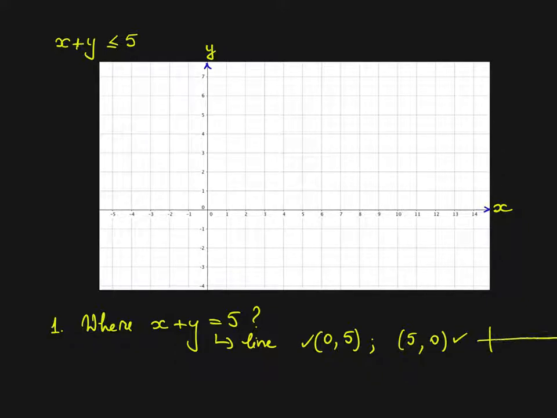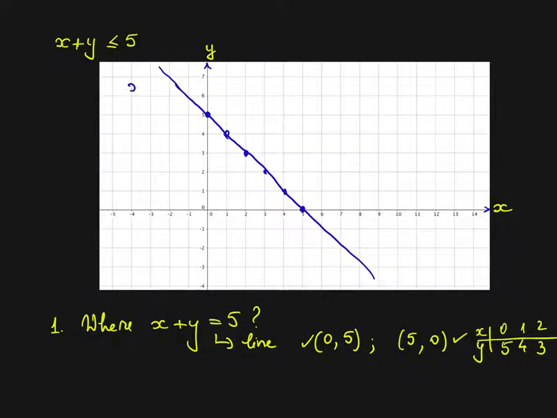So you can generate as many solutions as you want using a table of values. We've done this when we graph lines. If I plot those points, 0, 5 and 5, 0, it's enough to have 2, but I can continue to plot the others. So all points where x plus y equals 5 will be on that line. So on that line, x plus y equals 5. The x coordinate of each point on that line plus the y coordinate of the point will be 5.